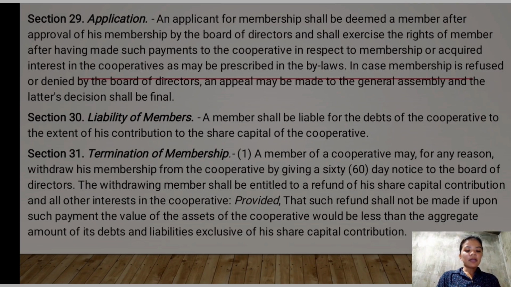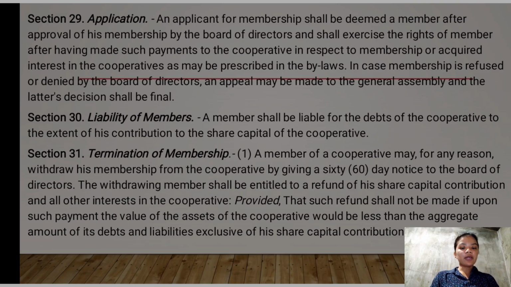Section 30, Liability of Member. A member shall be liable for the debts of the cooperative to the extent of his contribution to the share capital of the cooperative. Section 31, it outlines the process for termination of a membership in a cooperative.